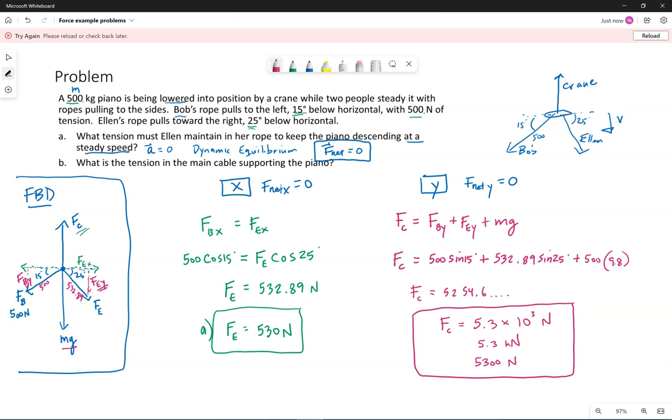So again, free body diagram. Set up your symbolic equations before plugging numbers in, just what we mean by the net force equaling 0 in this case with no acceleration.